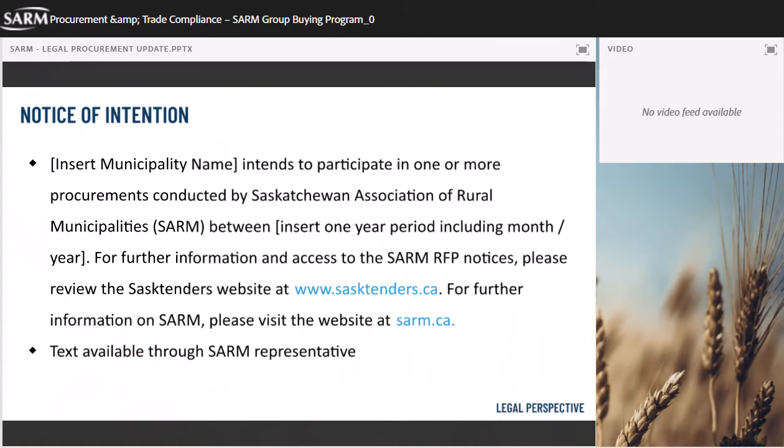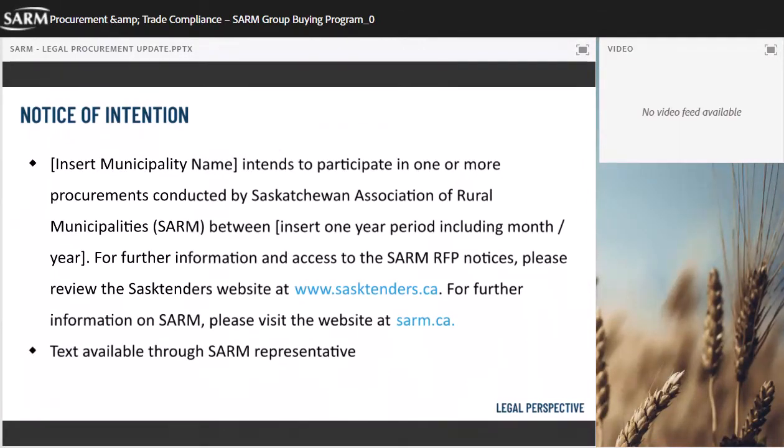So I have some text here that you likely have seen before from SARM. This is an example of the type of notice of intention that is required to be posted when participating in SARM's buying group. And again, this is something that once we have some clarity on, Catherine and Amanda will definitely be passing this information along as to the instructions that we've received from the province with respect to these notices of intention.